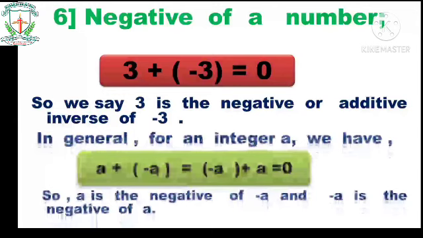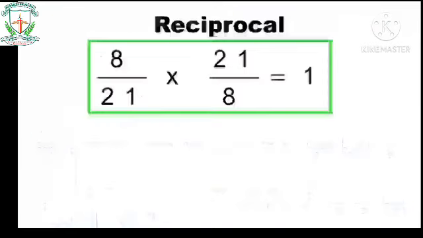So a is the negative of minus a and minus a is the negative of a. Or we can say if you take a positive number plus 3, what is the negative of that number? Minus 3. If you take 2 by 5, what is the negative of the number? Minus 2 by 5.